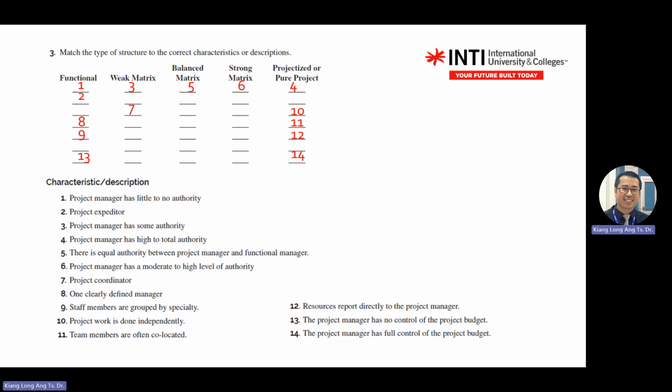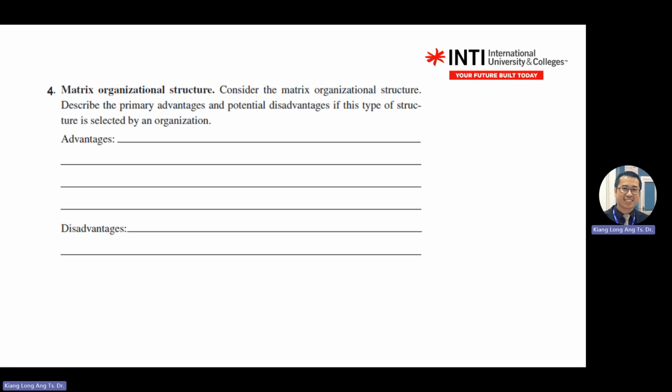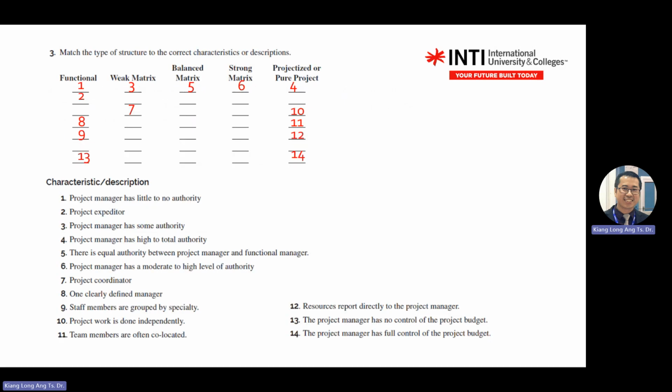Okay. Now, how do you differentiate functional, matrix and this side? If it mentions the project manager, there is a very high chance it will be either matrix or project already, unless it says the project manager is not treated as a professional, then it's here. Okay, number 4, matrix. If you understand question 3, you can do the rest of the questions already. And in fact, in the handbook, it explains in great detail what is functional, what is matrix, what is projectized. Go and read. Go and read.